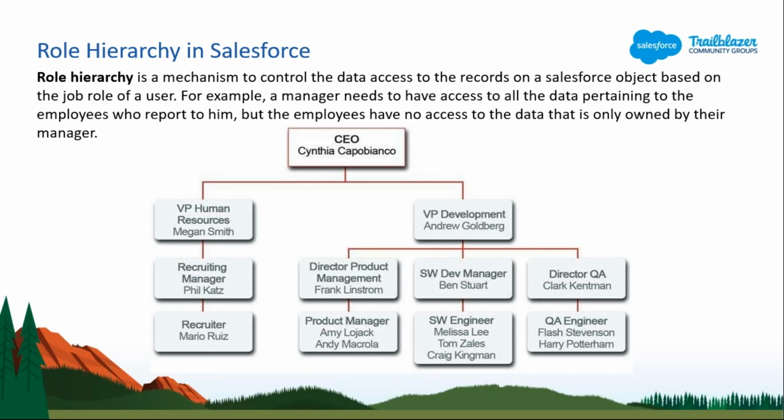So under the VP development, the VP development can see all those records which are created by the director of product, software development manager, and director of QA. But he or she will not be able to see the VP human resources records and all the data from this side.